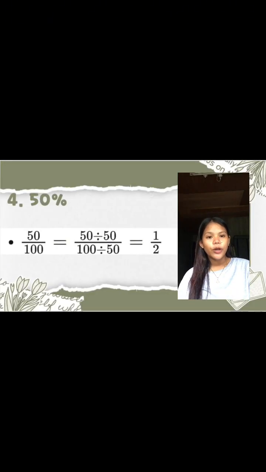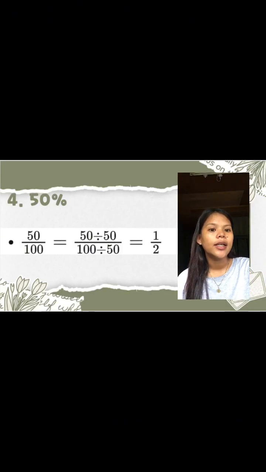And then number 4, 50%. To convert the percentage to a fraction, 50 over 100 of course. Same, we find their GCD. Their GCD is 50. So 50 divided by 50 is 1, and 100 divided by 50 is 2. So the correct answer is 1/2.